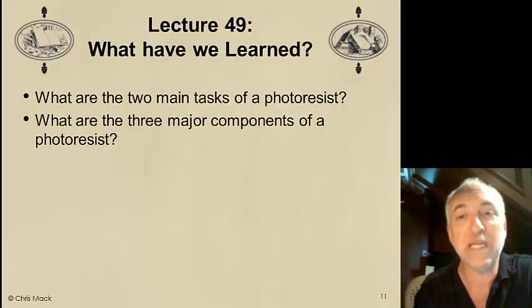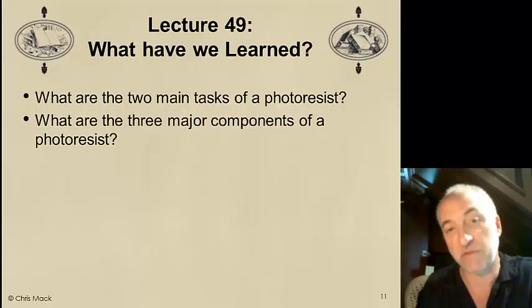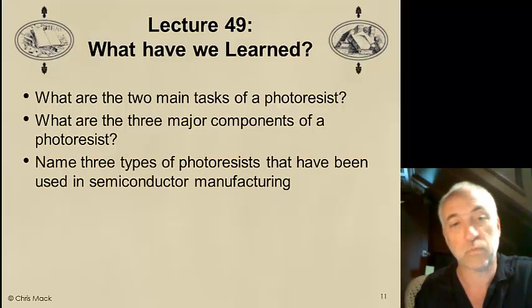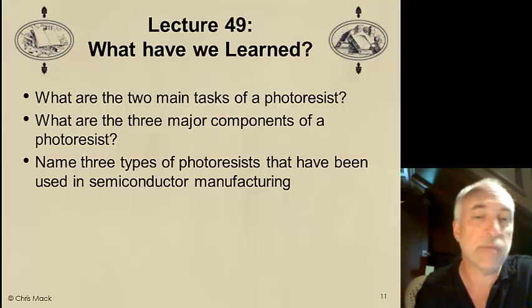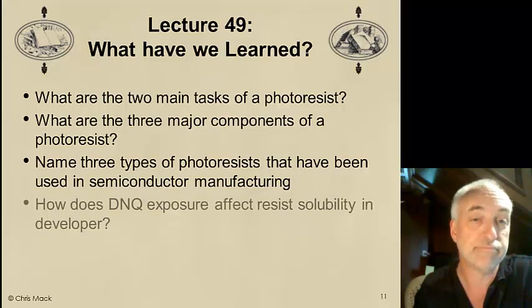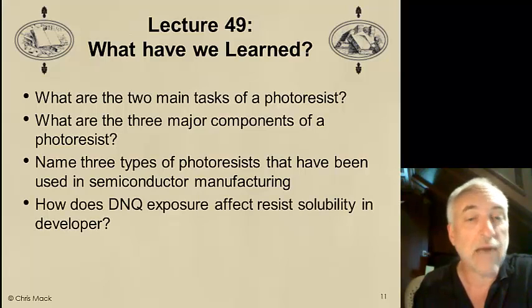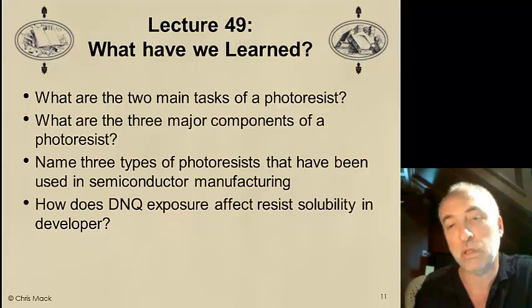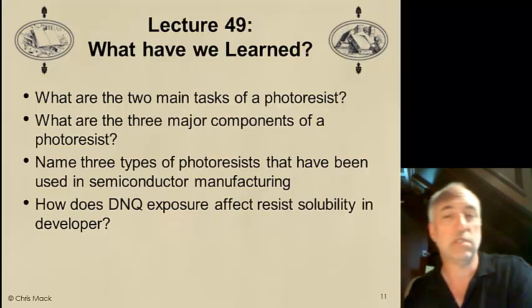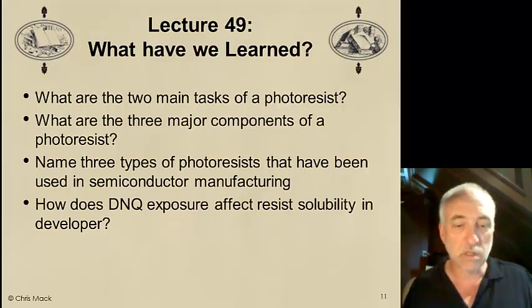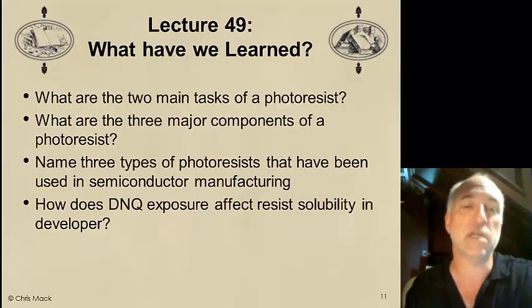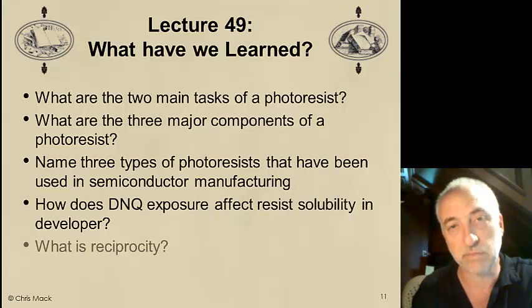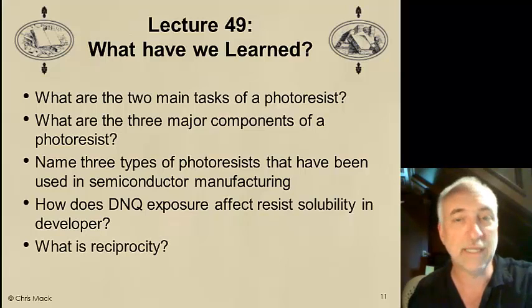What are the three major components of a photoresist? Name three types of photoresists that have been used in semiconductor manufacturing throughout its history. How does DNQ exposure affect the solubility of a photoresist in developer? What is the mechanism by which exposure of the DNQ changes the solubility of the photoresist? And finally, what is reciprocity?